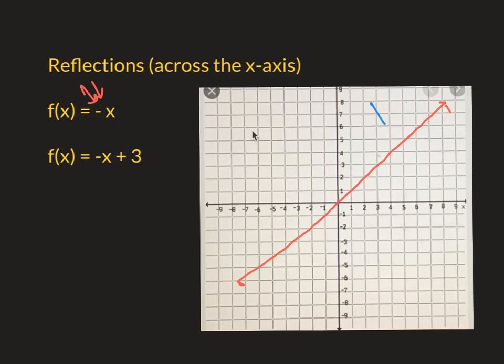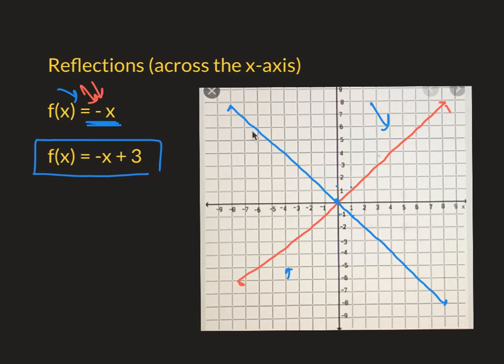So this part of the graph right here is going to be reflected down here, right? And the part of the graph that's down here is going to be reflected up there. So the red graph got reflected across the x-axis. Now, if you go back to slope-intercept form, what really happened is the slope got changed from positive 1 to negative 1. So instead of rising 1, run 1, we rose negative 1 and ran 1. Okay, that's the slope-intercept form way.